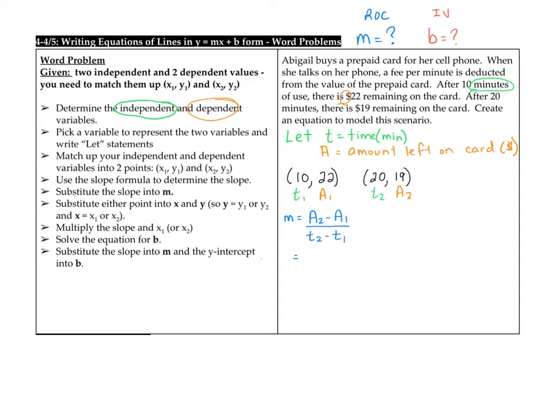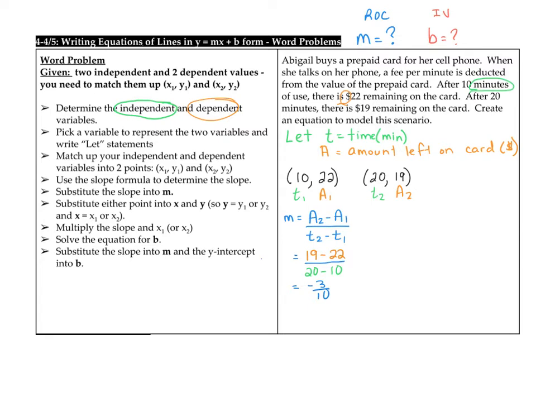So on the top, your 19 is your A2, and your 22 is your A1, and that's over the 20, which is your T2, and the 10, which is your T1. So that is equal to -3 over 10.